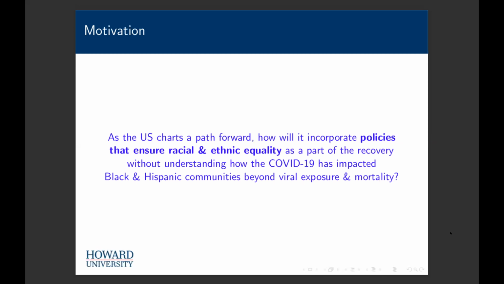And we focus on Black and Hispanic communities for a few reasons. One, in our survey, we don't have enough observations to look at Indigenous people, Pacific Islanders, or individuals that identify as Asian. And two, in this paper, we also exploit this idea of whether you're an essential worker or not. And we know that Black and Hispanic workers are more likely to be frontline workers, essential non-healthcare workers.